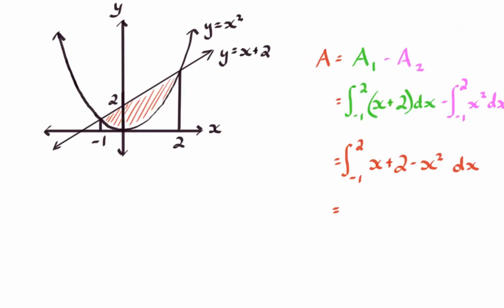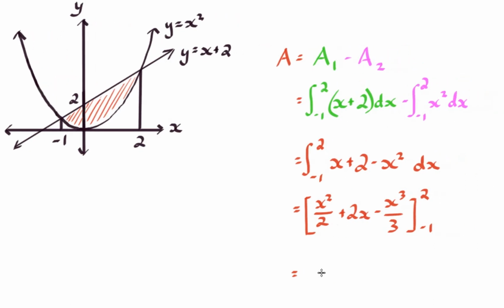So the integral of x is x squared on 2. The integral of 2 is 2x. And the integral of negative x squared is negative x cubed on 3. Evaluating this for 2 and -1, let's see what we get.